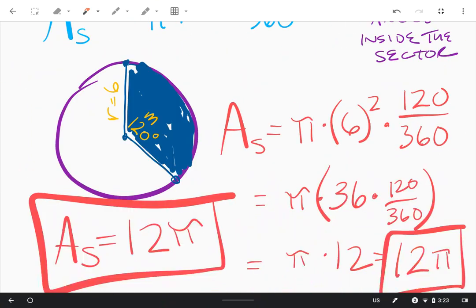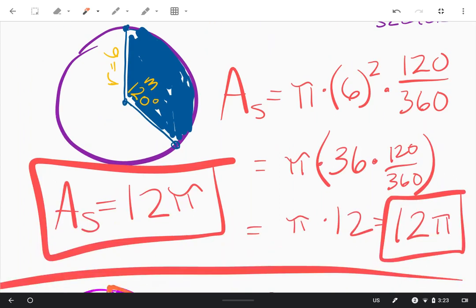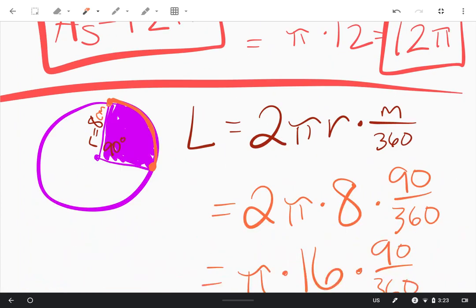So you have your formulas there. You have your formula for sector area. You have your formula for arc length.